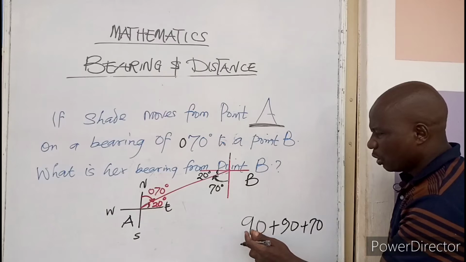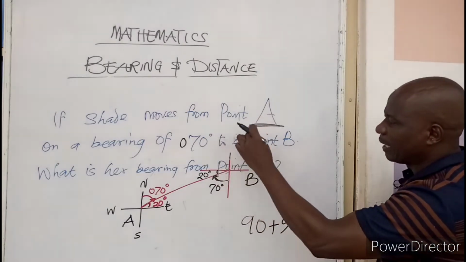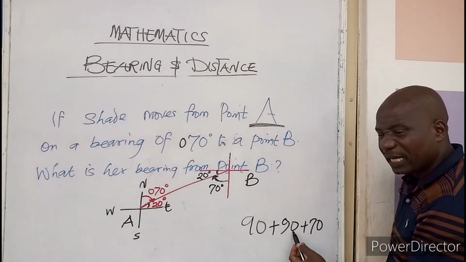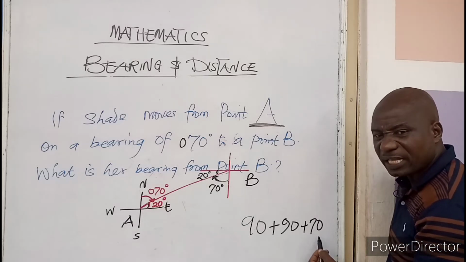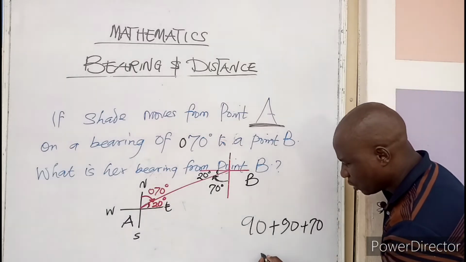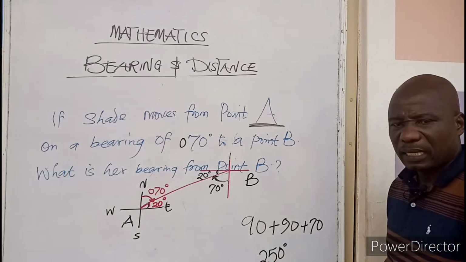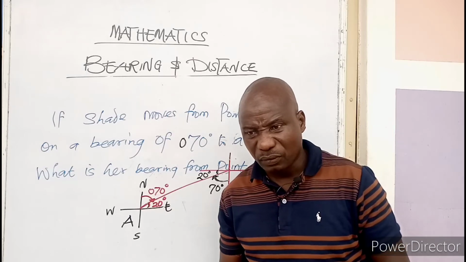So now, the bearing of A from B is going to be 90 plus 90. That is 180. 180 plus this, that is 250. Am I speaking? So this one is going to be 250 degrees. Class, I believe you understand. Is it clear to you? Very good.